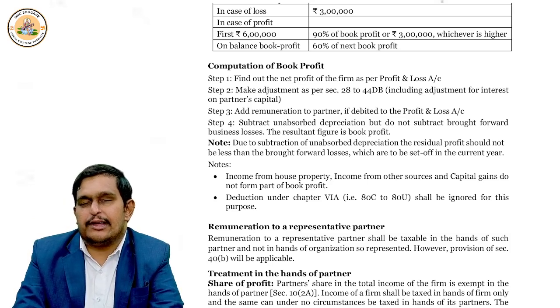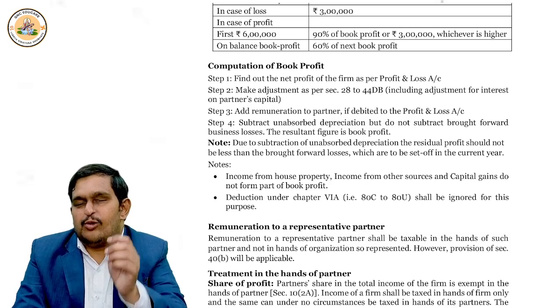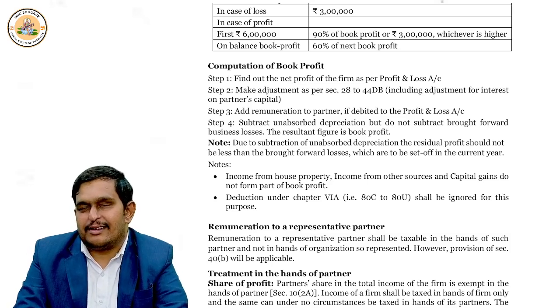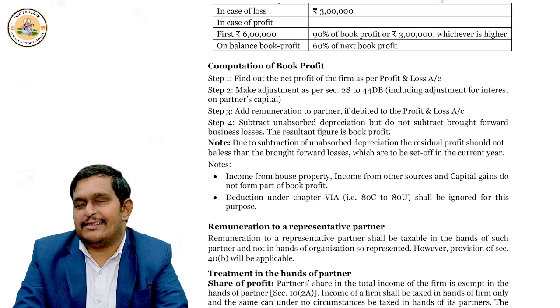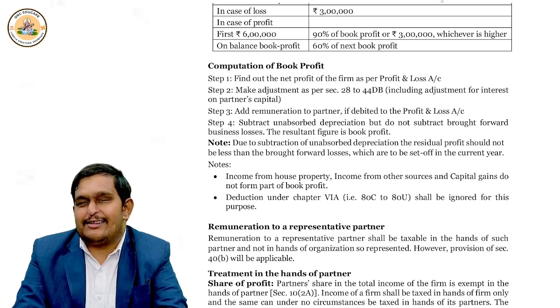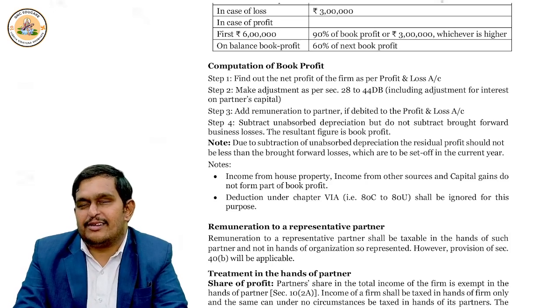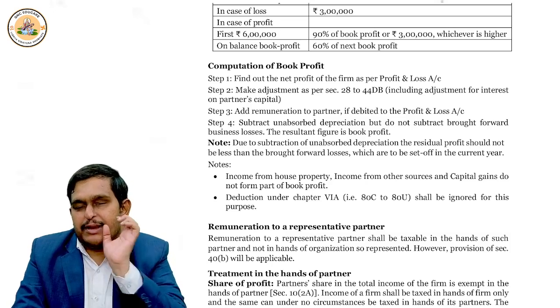Right? If, for example, unabsorbed depreciation is so much that book profit is going below brought forward loss, then I'll give a simple solution. Gross book profit minus unabsorbed depreciation is equal to brought forward loss. Okay? In that case, what happens? The difference between the two will become unabsorbed depreciation. Okay? We'll understand this much more while we solve the numerical problem.